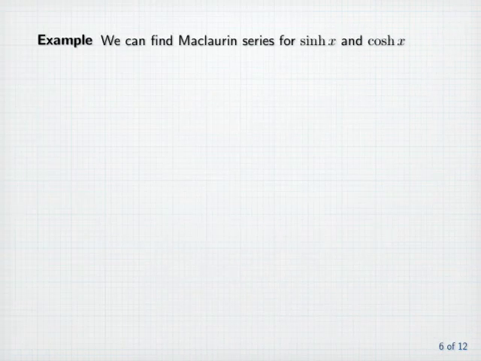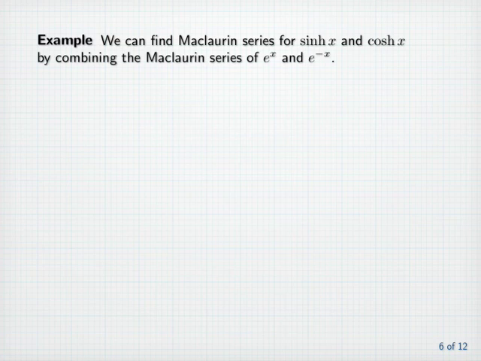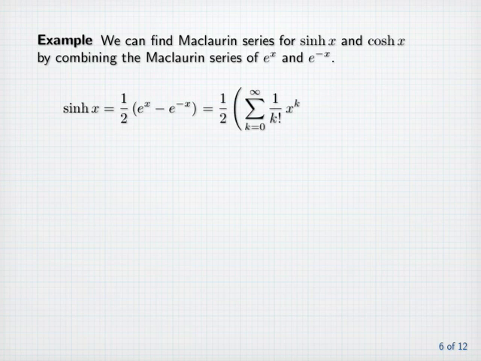Example. We can find Maclaurin series for sinh x and cosh x by combining the Maclaurin series of e to the x and e to the minus x. Now recall that sinh x, by definition, is 1/2 of e to the x minus e to the minus x. Now using the series for e to the x and e to the minus x, this becomes 1/2 of the sum from k equals 0 to infinity of 1 over k factorial times x to the k minus the sum from k equals 0 to infinity of minus 1 to the k over k factorial times x to the k.